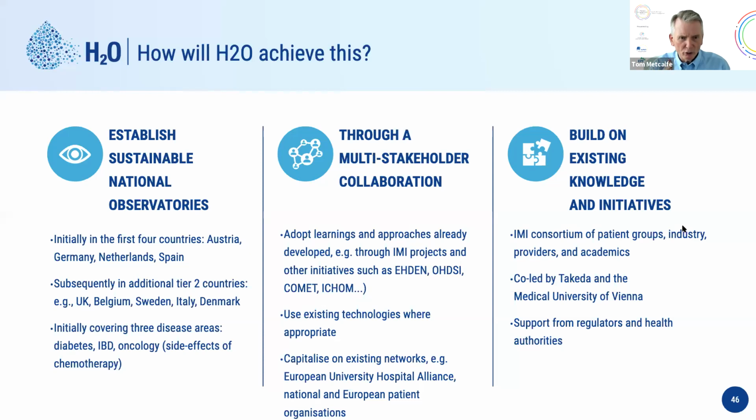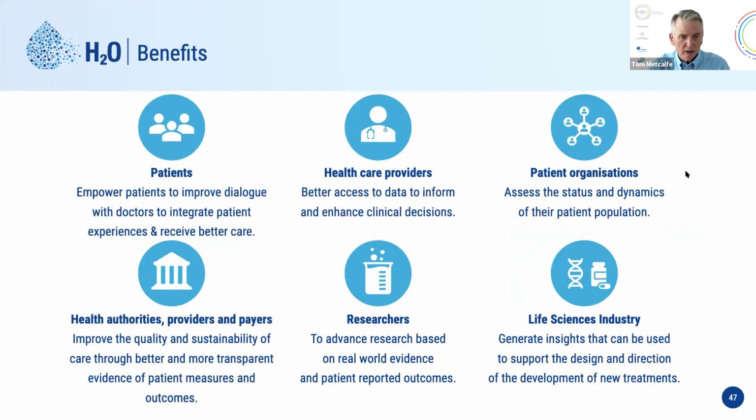So I think we've talked about this, the three main pillars that we're working on: establishing sustainable national observatories with a governance model which is broadly supported by the community, working through a multi-stakeholder collaboration approach, leveraging existing technologies as far as we can, and building upon existing networks, and then building on the existing knowledge and initiatives, and integrating this into this innovative approach and governance model. So if you take me to the next slide, we think this will provide benefits to all of the involved stakeholders. And if you take me to the next slide, please.